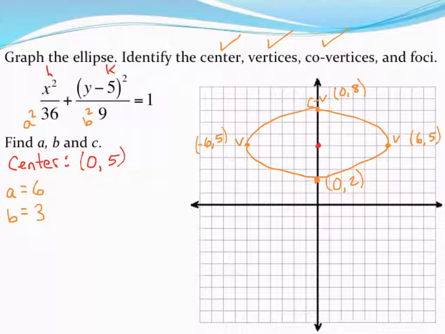Maybe saying focuses would be better at this point. But the foci, or the foci. To do this, we're going to have to find a third value back here. That's the c value. C is the distance from the center to one of the foci. So the equation we use is c squared equals a squared minus b squared. So let's go ahead and find that c value then.